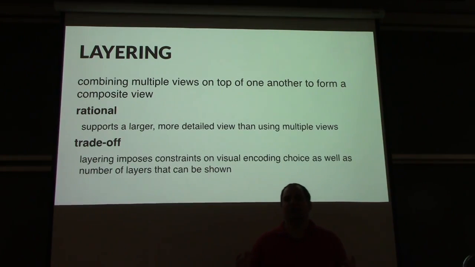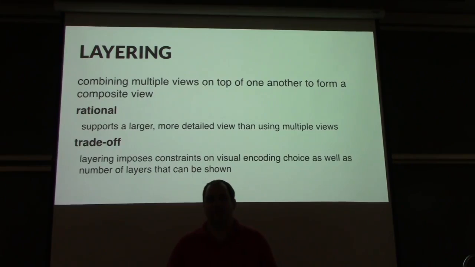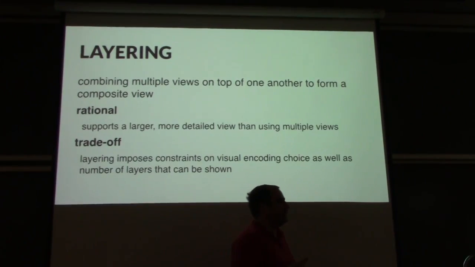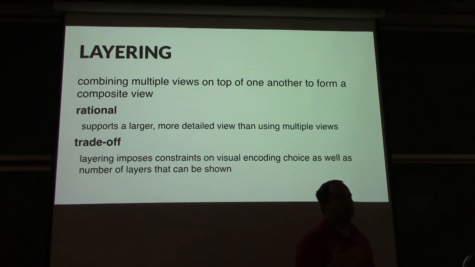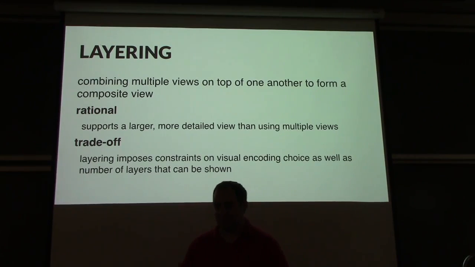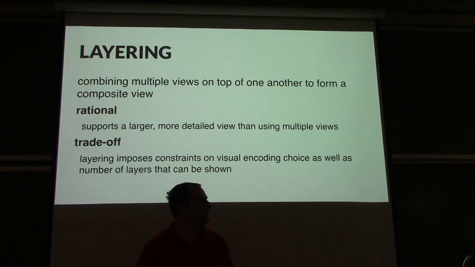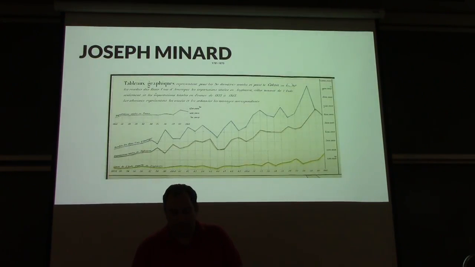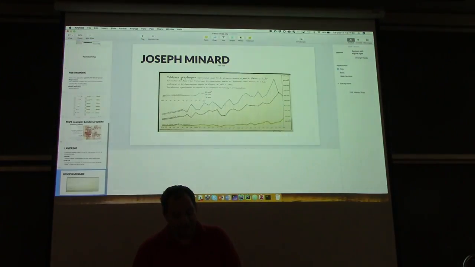It works well for things like line charts, where I have multiple items that have the same dimensions and that play out over the same time, for example. But there are some constraints about what I can do with layering. And so the simplest example is this layering of multiple lines in a chart. And this is kind of the gist of multiple coordinated views.